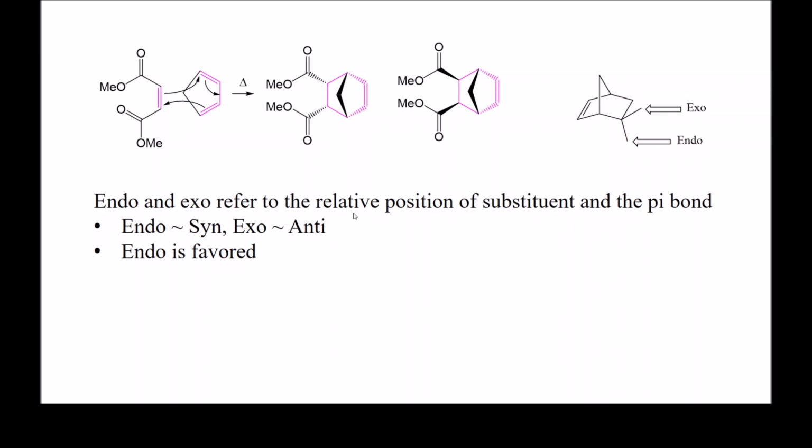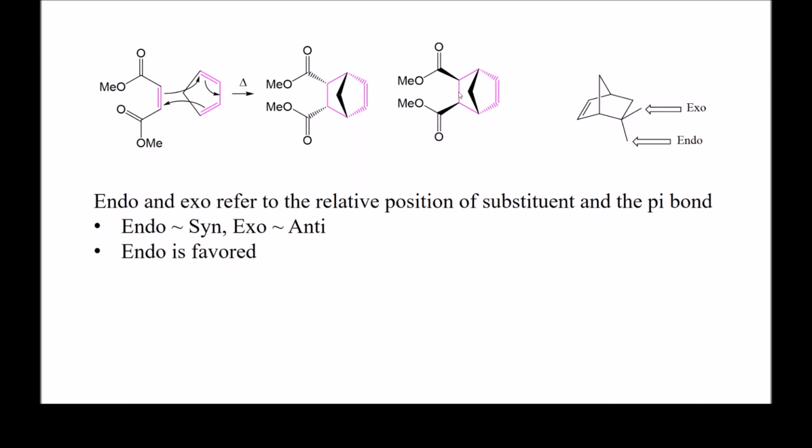So endo and exo refer to the relative position of the substituents of my dienophile and the pi bond that is the result of the Diels-Alder chemistry. I'm asking about the relative orientation of this group right here, specifically focusing on that carbon and this pi bond. If they're both going into the plane of the screen, or they both end up on the same side, then that's referred to as endo. If instead they end up on opposite sides, which is what's happening over here, where this carbon that used to be a substituent of my dienophile is poking out of the screen, but the pi bond is poking into the screen, then they're referred to as exo.